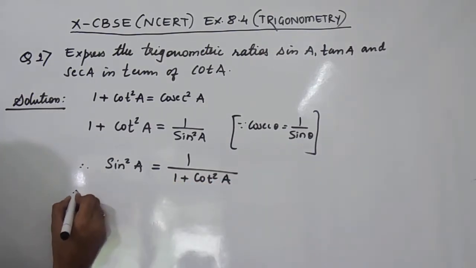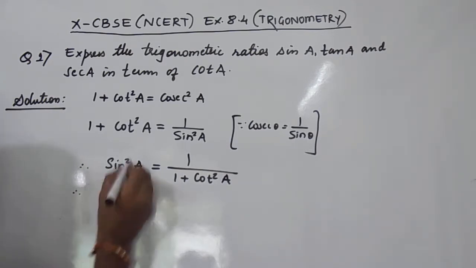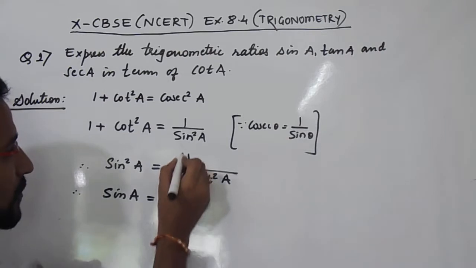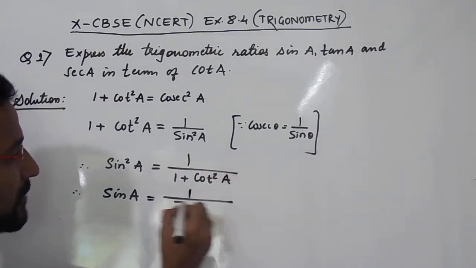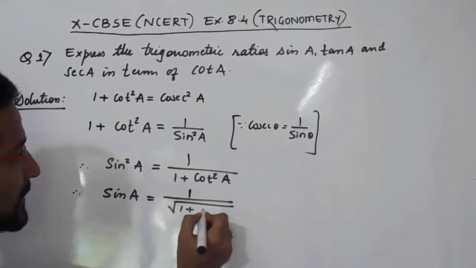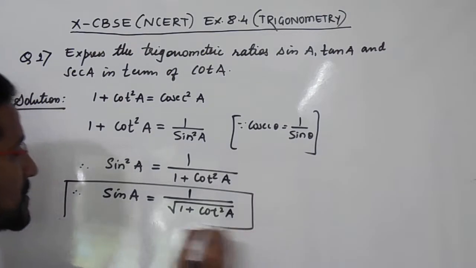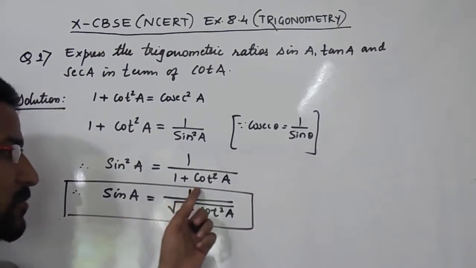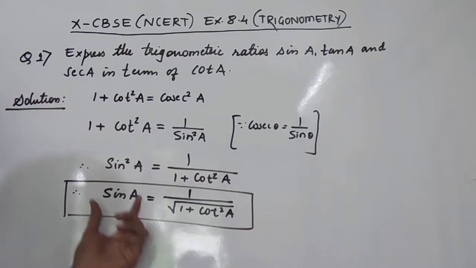Now if you take the square root on both sides, what will we get? Sine A, the square will get removed here. The square root of 1 is 1, upon, this is not a perfect square so it will remain in the root, that is 1 plus cot square A. So sine A is equal to 1 upon root of 1 plus cot square A. So this is the relation between sine and cot.